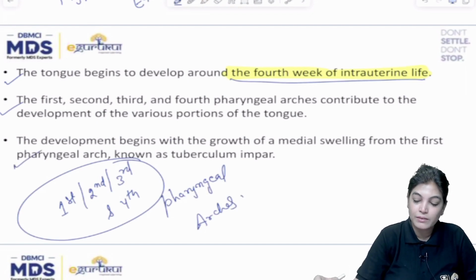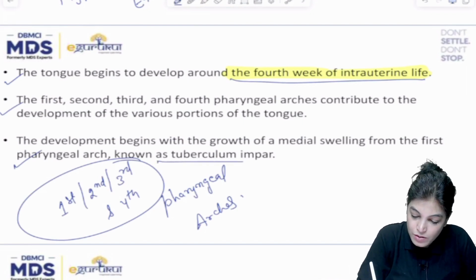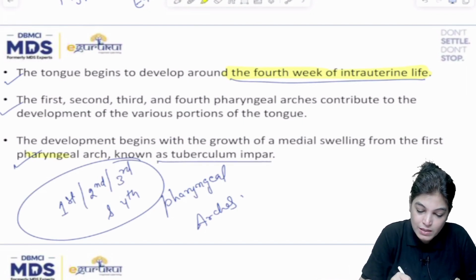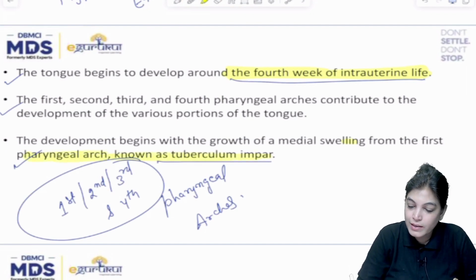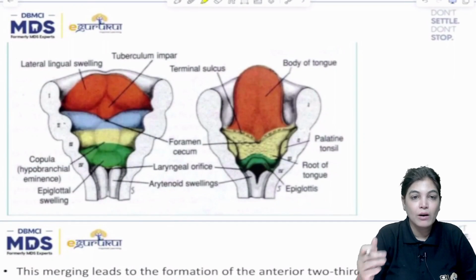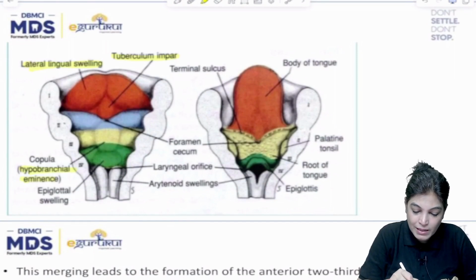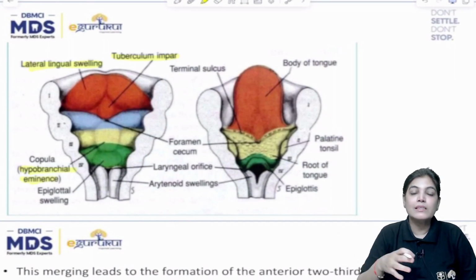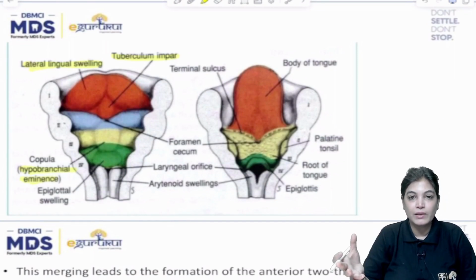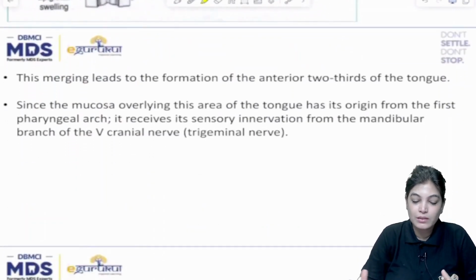The development of the tongue begins with the medial swelling, which corresponds to the first pharyngeal arch, and this medial swelling is called the tuberculum impar. Here you can see the developmental components of the tongue: the lingual swellings, the tuberculum impar, and the hypobranchial eminences, which further lead to the formation of different parts of the tongue. Now, this will merge.